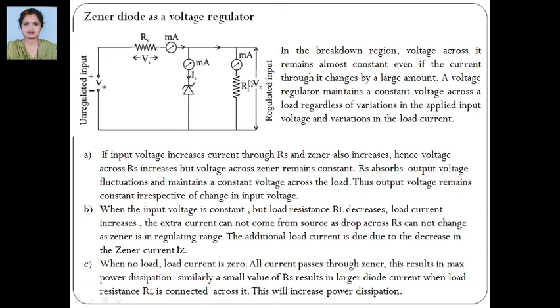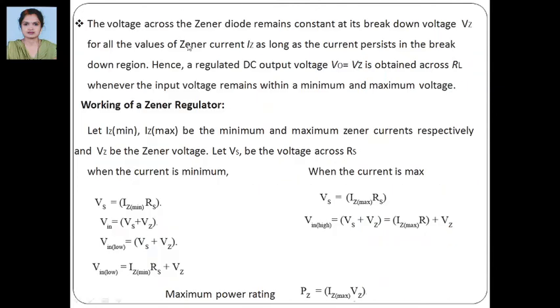Now suppose there is no load, meaning load current is 0. Then all the current passes through the Zener and results in maximum power dissipation. Similarly, a small value of Rs results in larger diode currents when load resistance RL is connected across it. This will increase power dissipation. Likewise, the voltage regulator works as a constant voltage source even though there are variations in the input voltage and in the load current. That is, it is giving a constant output voltage Vz equal to V0.